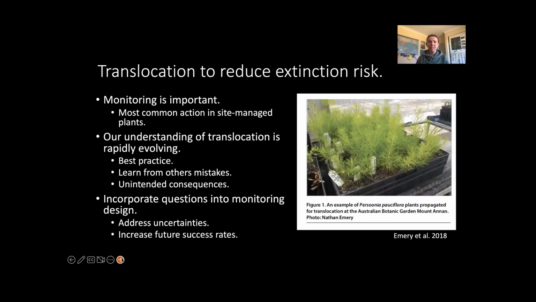Obviously, as has been discussed in this forum, monitoring is important. We found in the review of the data that monitoring was recommended for 99% of plant species, which is really good in the SOS program, but it's particularly important, of course, in translocation situations so that you can head off any problems before they happen, and also make sure that you're tracking for translocation success.